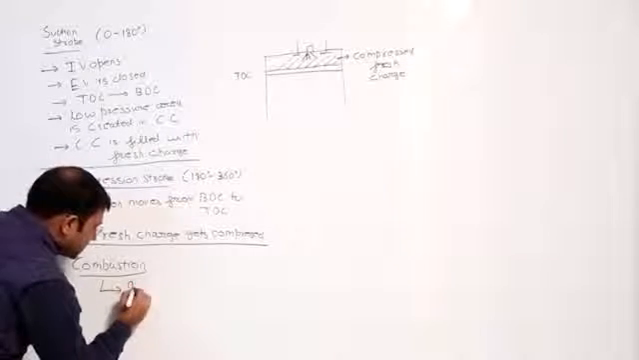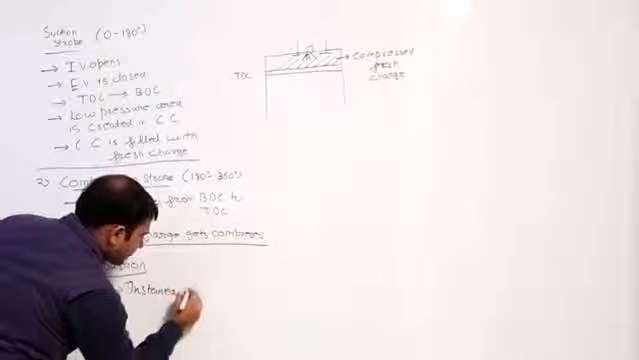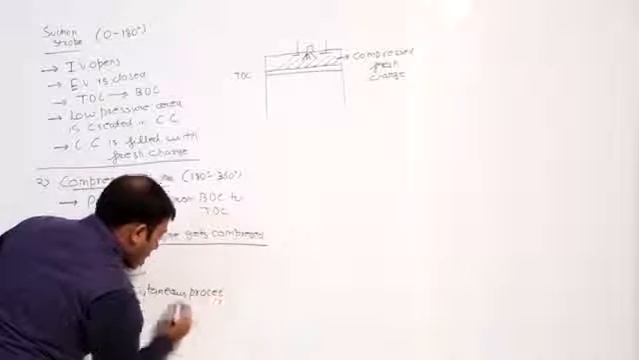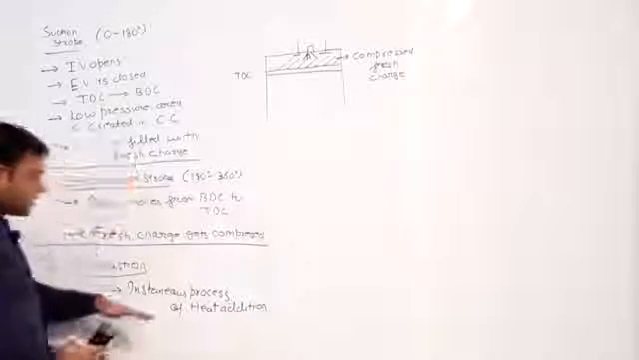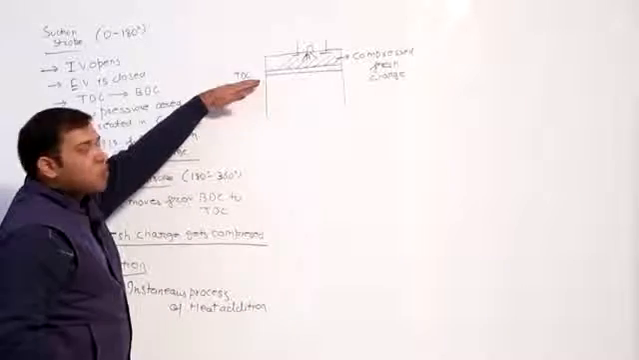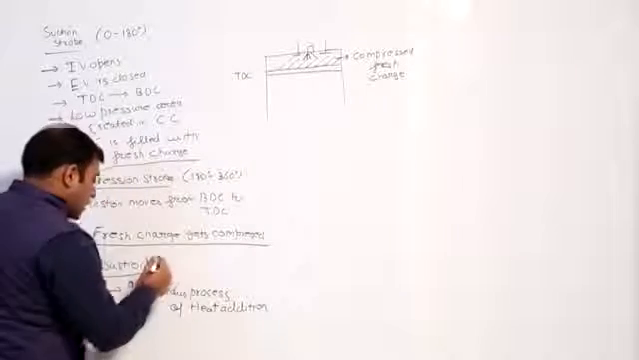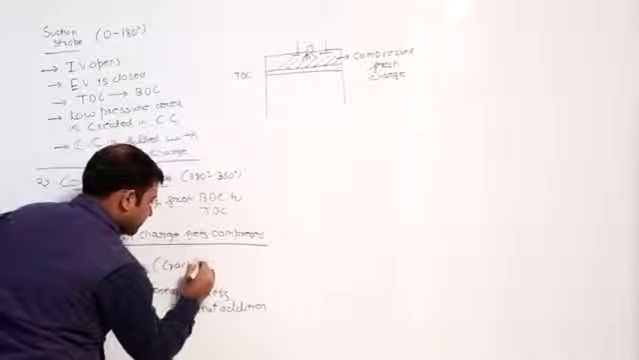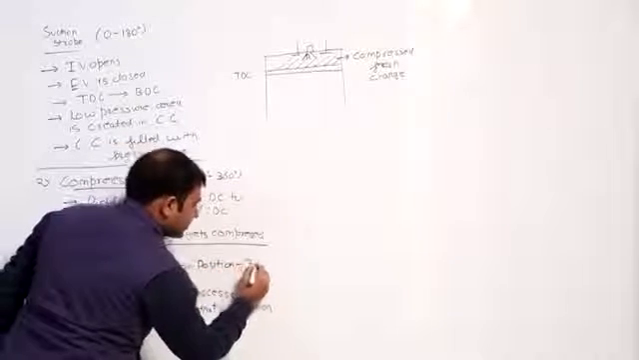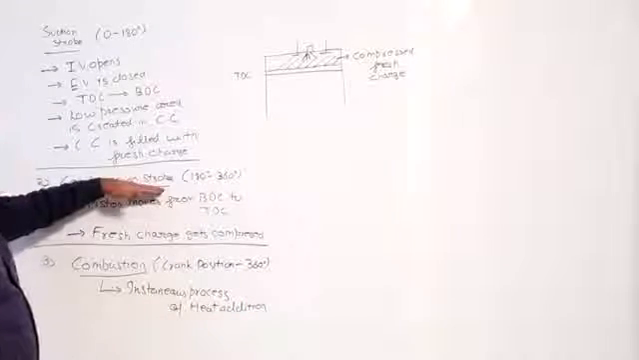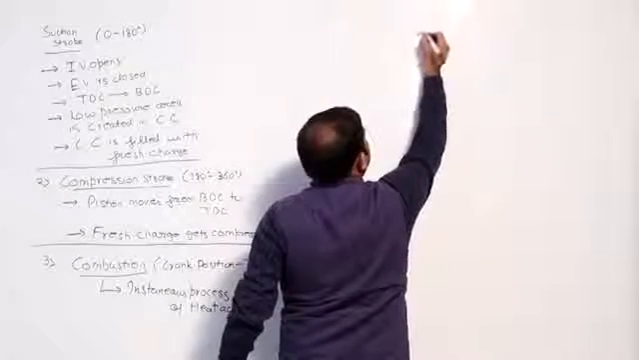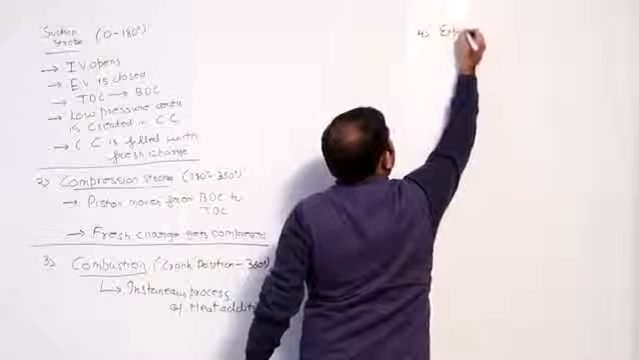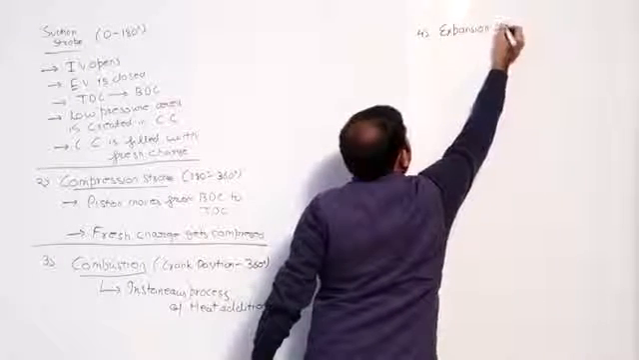So it is an instantaneous process of heat addition. Why is it called an instantaneous process? Because it takes place when the piston is at top dead center, or when the crank position is at 360 degrees after completion of the compression stroke. Now the fourth event is that of the expansion stroke.